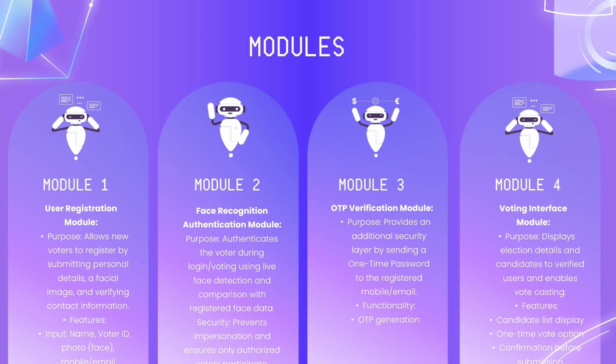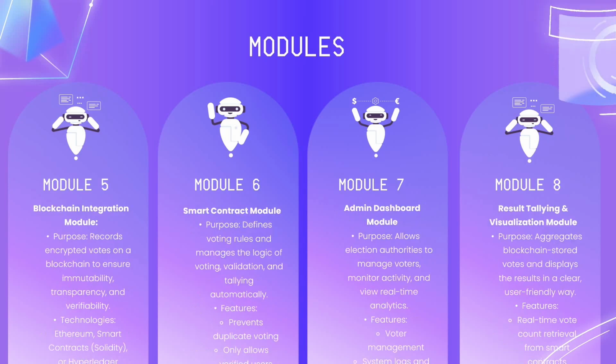Then the voting interface module is the final module. There the voting person can authenticate themselves with face as well as OTP, then cast the vote. From the admin side, it uses the blockchain integration module. All the data are encrypted into votes and stored on the blockchain platform. Smart contract module: between the voter and admin, the contract is made using the blockchain protocol. Admin dashboard module: there the admin can register new voters and new parties. They can see the voter details, party details, the result, and everything.